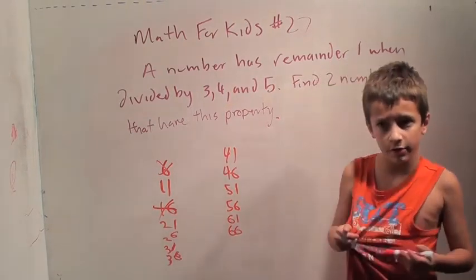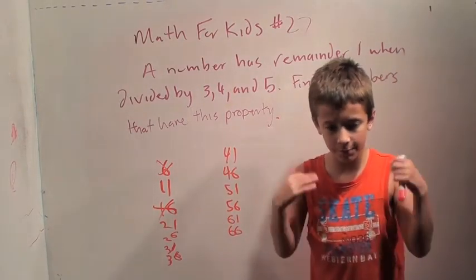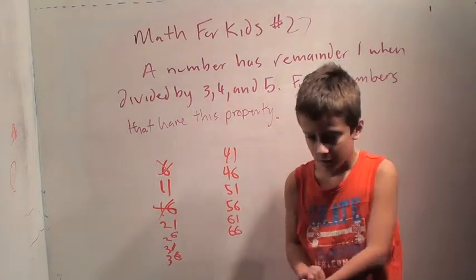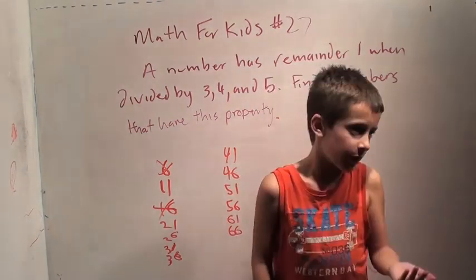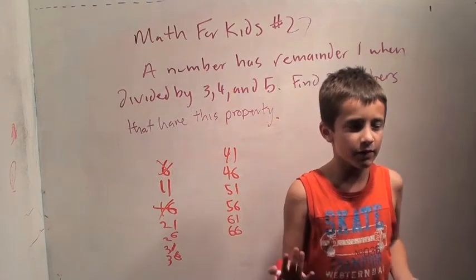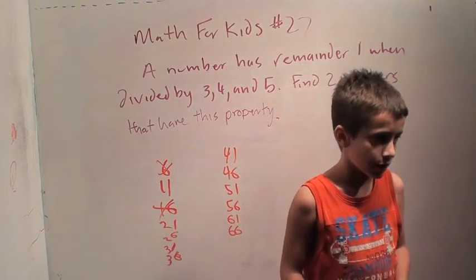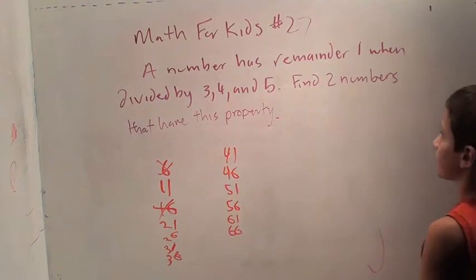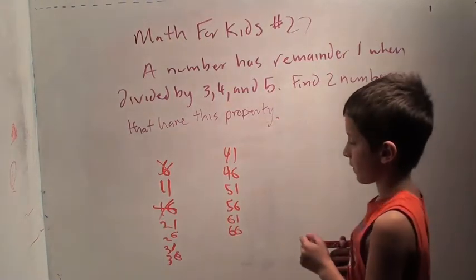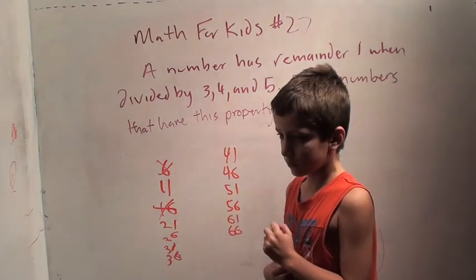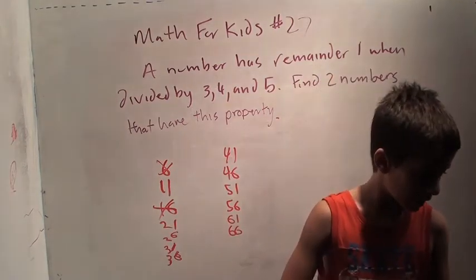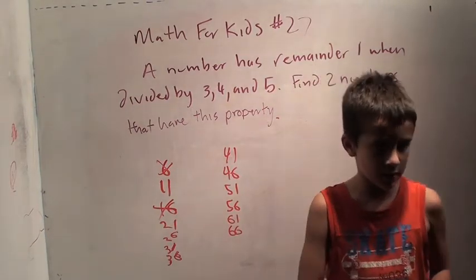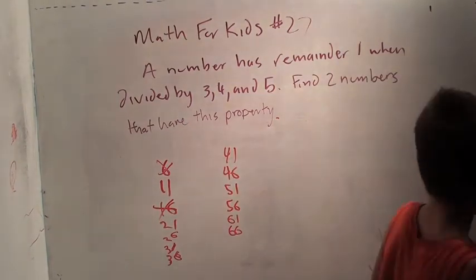Because some numbers that are divisible by 2 are divisible by 4. Okay, now we're actually interested in numbers that have remainder 1 when divided by 4. If a number is even, can it have a remainder of 1 when divided by 4? No. Why not? Because even numbers.